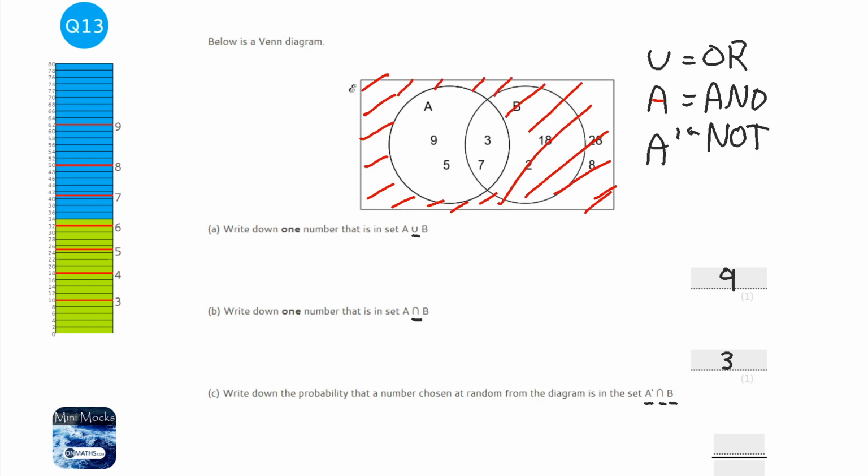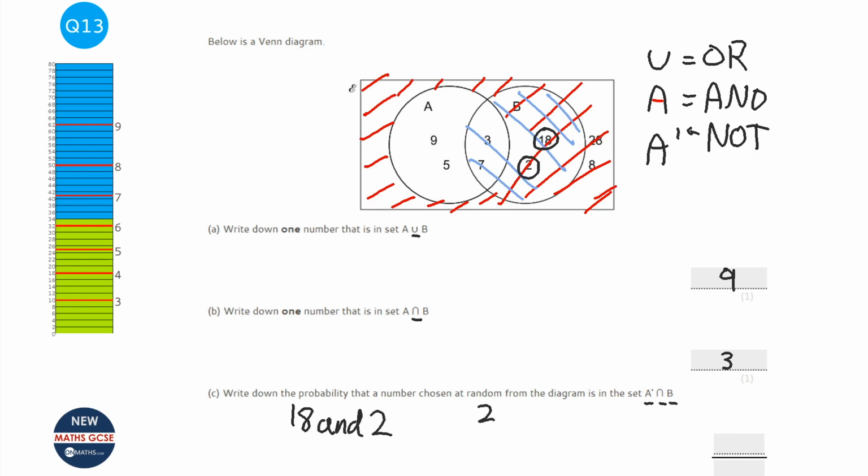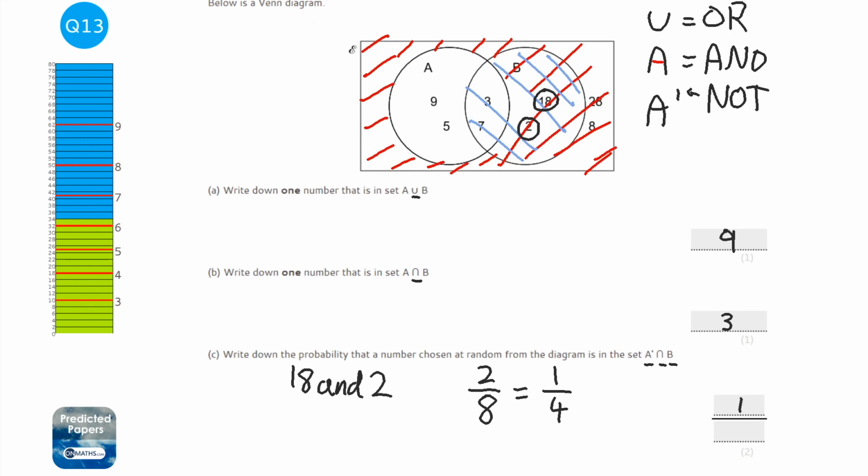And let's have a look at where B is. So B is anywhere here. So the numbers that overlap both of those are the 18 and the 2. So there are 2 numbers that fit that bill, so that will go at the top of our fraction. And there's 1, 2, 3, 4, 5, 6, 7, 8 in total. Now I can simplify that a little bit to make it a quarter. And so my answer to that will be 1/4, or a quarter.